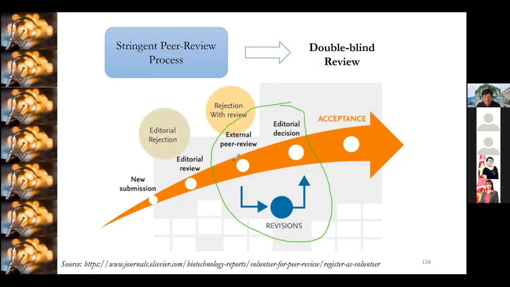Okay? So it means tedious, okay, or stringent, okay, yung process ng peer review. Why? Because what they are after is basically quality of research paper. Okay? So quality of our research paper. Okay? So if you will be looking at it, this is the typical process of peer review.